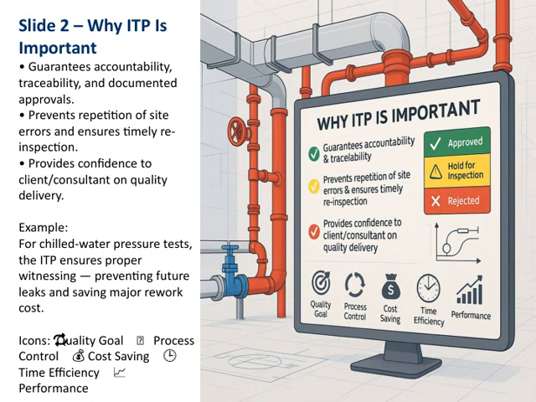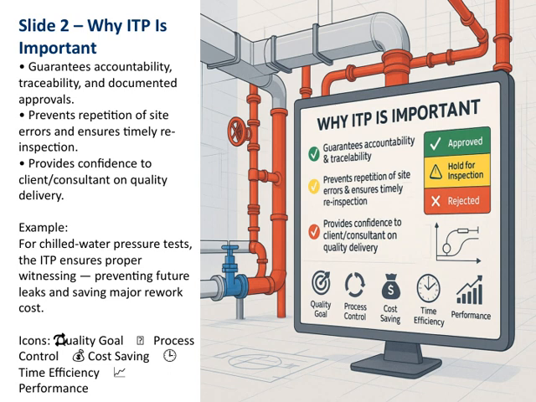Let's talk about why ITP is so important in our projects. First, it guarantees accountability, traceability, and documented approvals, which are all essential for maintaining high standards and clear communication throughout the process. By having these records, we can easily track what was done, when, and by whom, making sure everything is transparent. Next, ITP helps prevent repeated site errors and ensures that re-inspections happen promptly. This not only keeps the project moving smoothly, but also minimizes delays caused by mistakes. It's a proactive way to catch issues early and address them before they escalate.